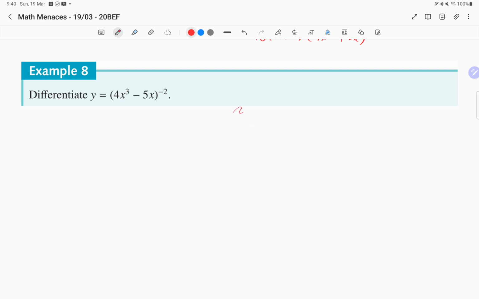Okay, for example 8, I'll write down the two notations, and then see which one you guys prefer. Which one makes more sense? It's more like which one makes more sense to you.